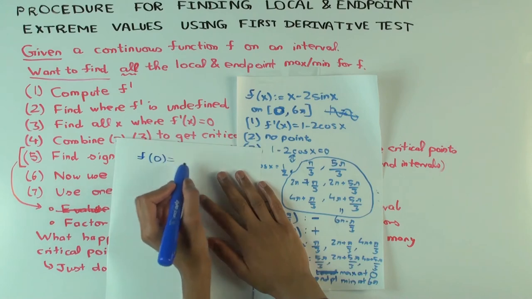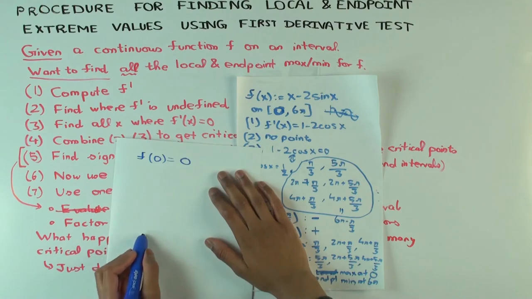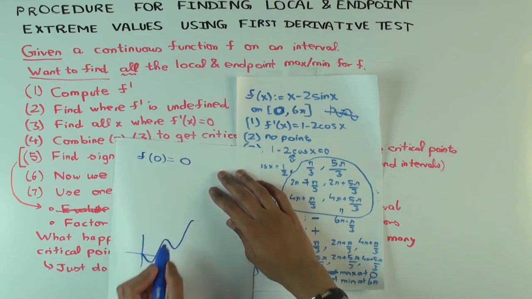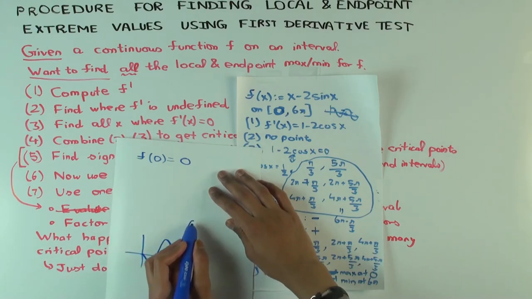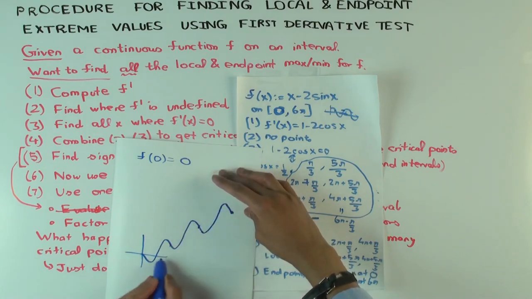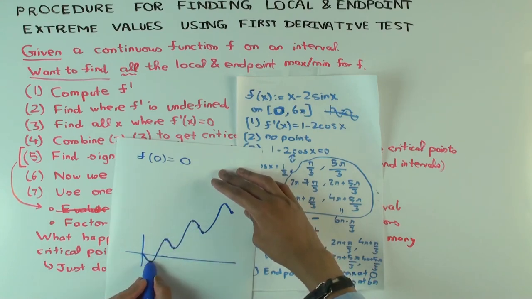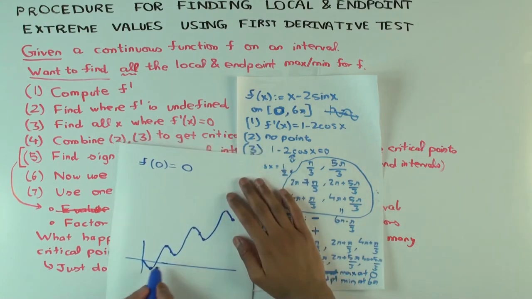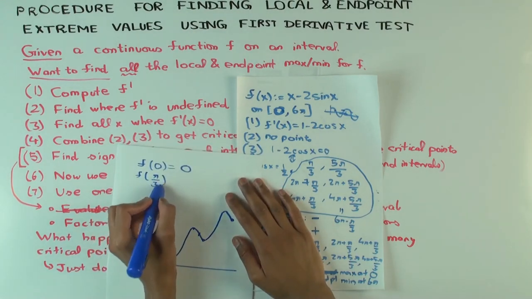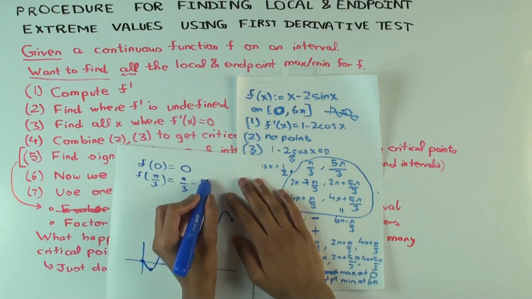Let's just do all of them. So f of 0 is? Zero. Okay. Well, the picture should be, this is 2 pi, this is 4 pi, this is 6 pi. So this is the kind of picture you want. f of 0 is 0. f of pi over 3, that's the local min, so it's going down between 0 and pi over 3. And this, as you said, is pi over 3 minus root 3.